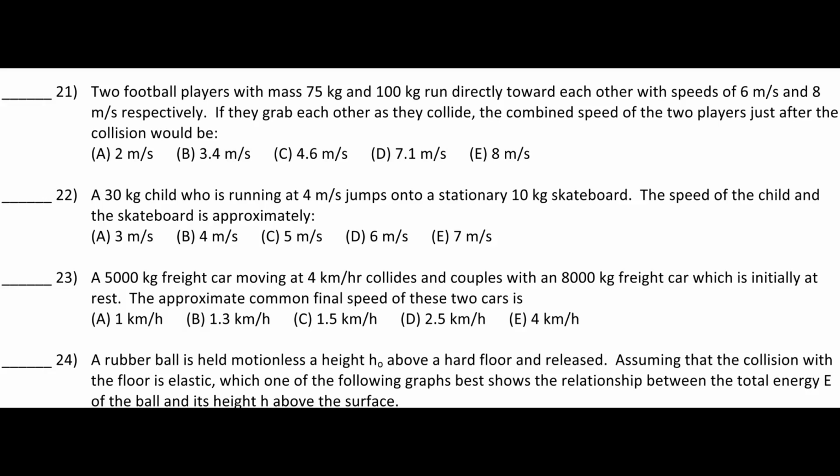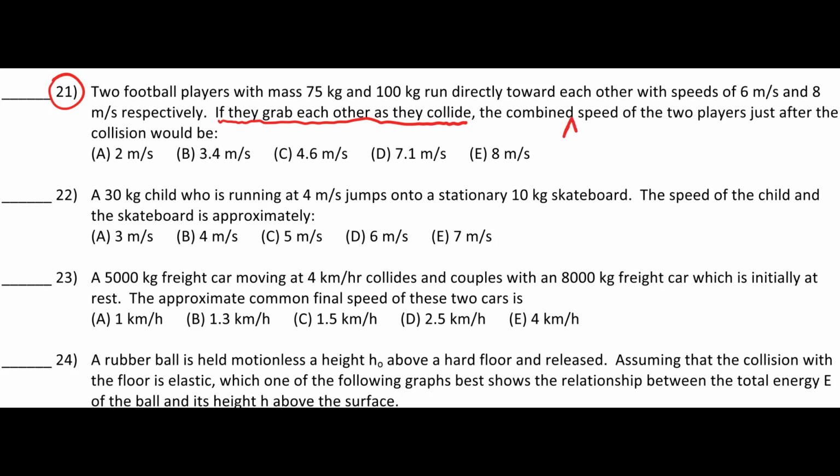This is question number 21. It says that two football players with masses 75 and 100 kilograms run directly towards each other with 6 and 8 meters per second, respectively. If they grab each other and collide, so this statement right here should cue you that this problem is an inelastic collision. And in an inelastic collision, we know that momentum is conserved and kinetic energy is not conserved.